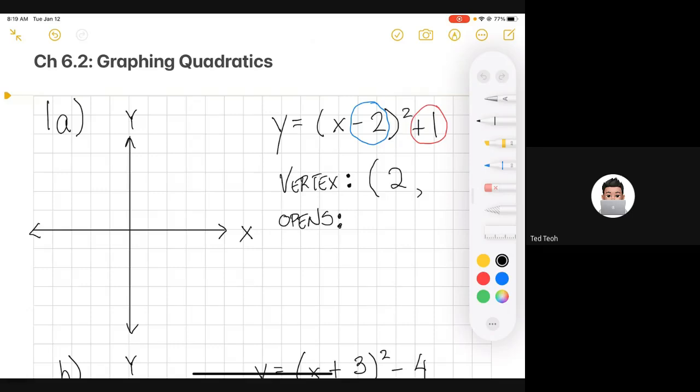So in my bracket, I have negative 2. But when I write out the vertex, it's going to be positive 2. And then my y value is going to be positive 1. All right, so that's where these two numbers are coming from. Okay, so that's step one, to write the vertex out.